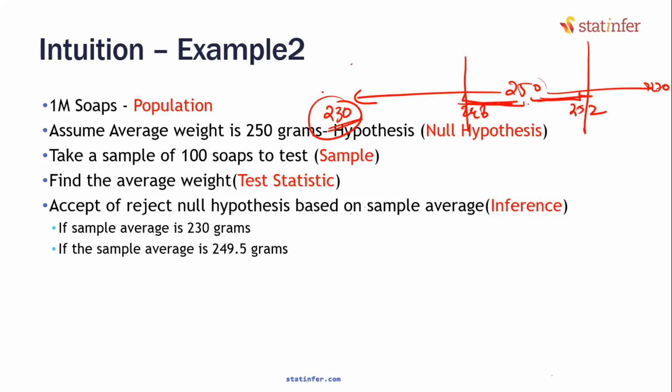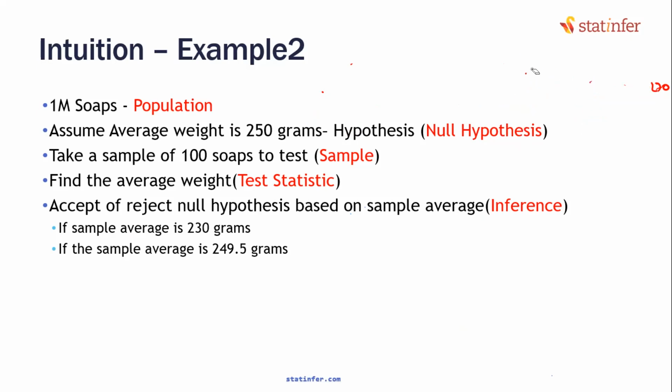No. That is also not fine. So if 250 is the expected one, maybe somewhere around 250 is fine. Beyond that, if it is too far, we are going to define how far is too far. If it is too far from 250, far below or far higher, then we are going to reject the null hypothesis.